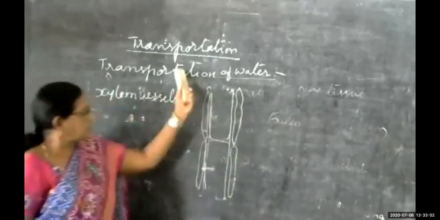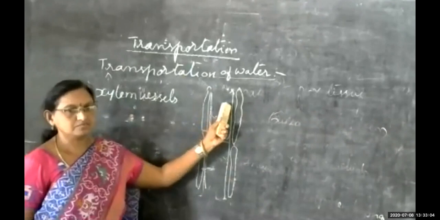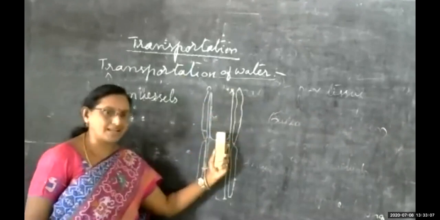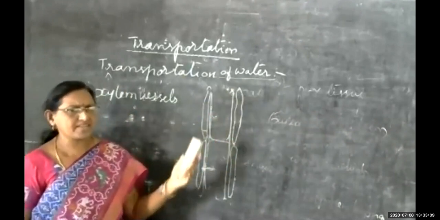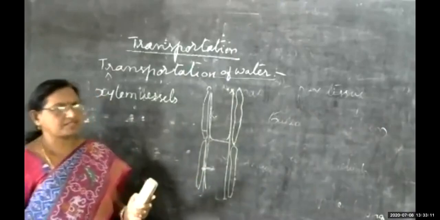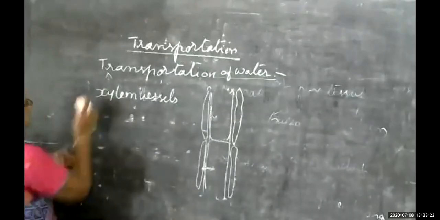Okay. So when we look into the transportation of water by xylem vessels, children, mainly we can see three steps involved. That means there are three steps involved in the transportation of water by xylem vessels. So what are the three steps involved in the transportation of water, children?